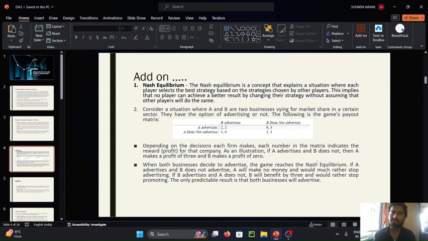So that's the Nash equilibrium concept, which explains a situation where each player selects the best strategy based on the strategies chosen by the other players. This implies that no player can achieve a better result by changing their strategy without assuming that the other players will do the same.